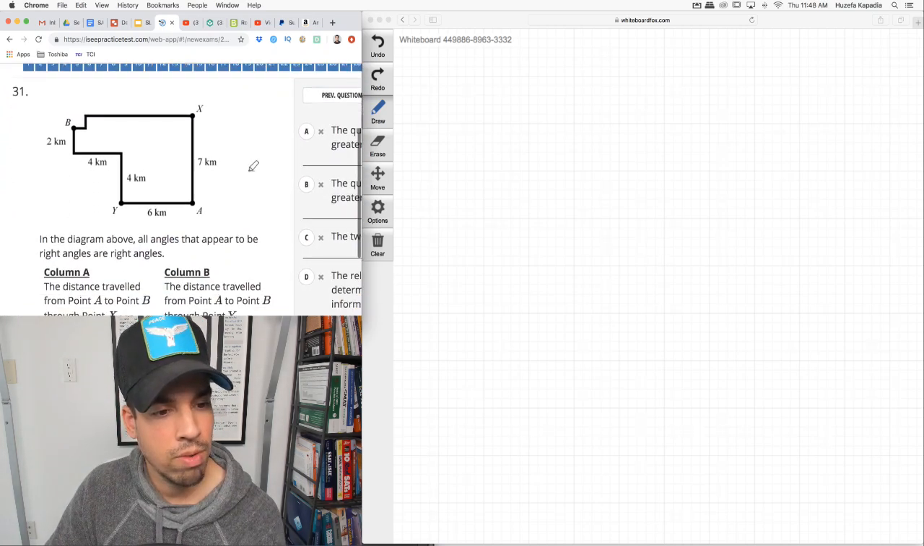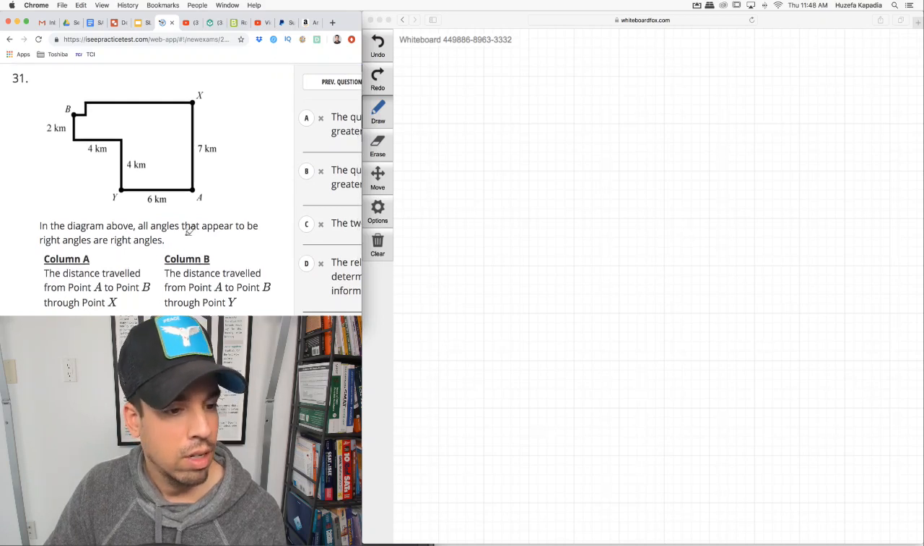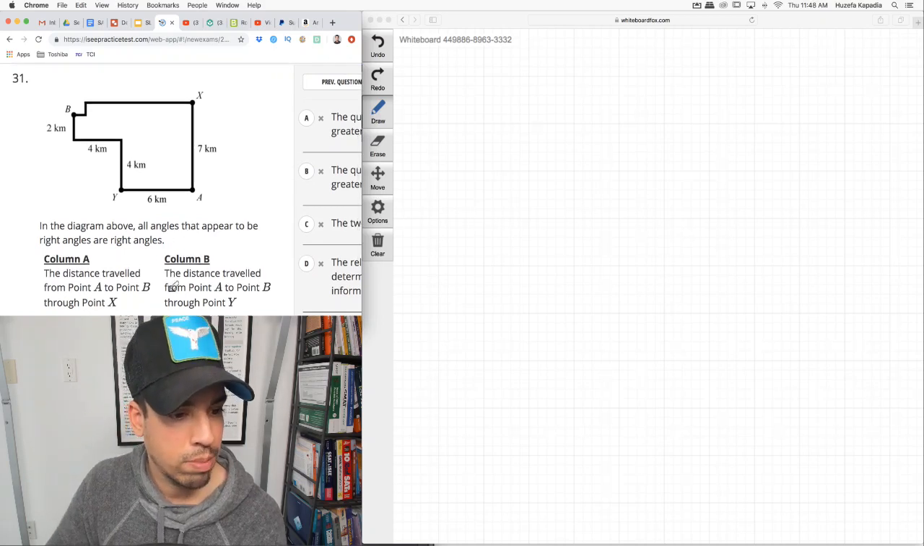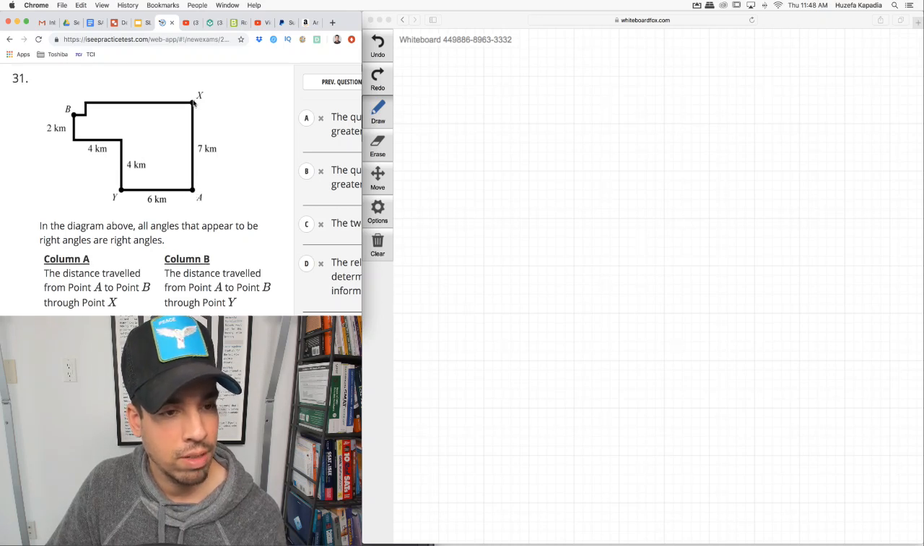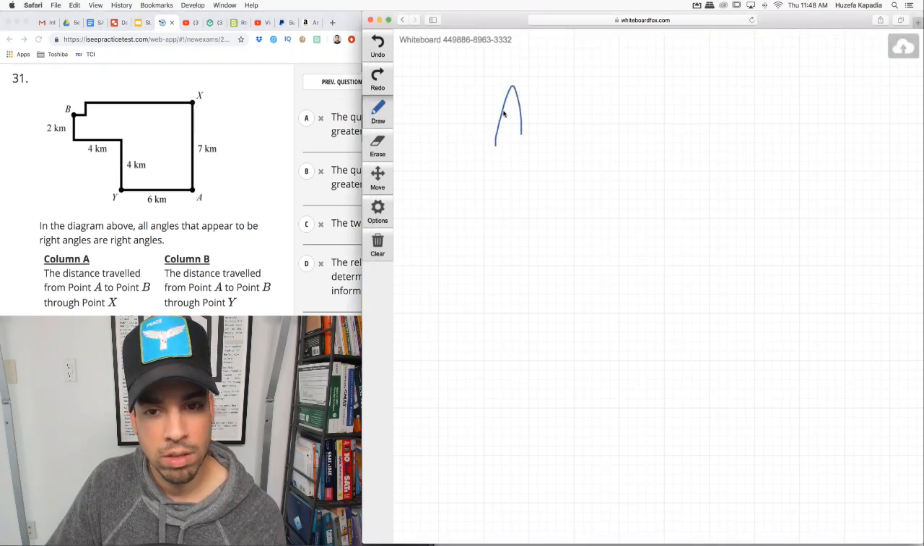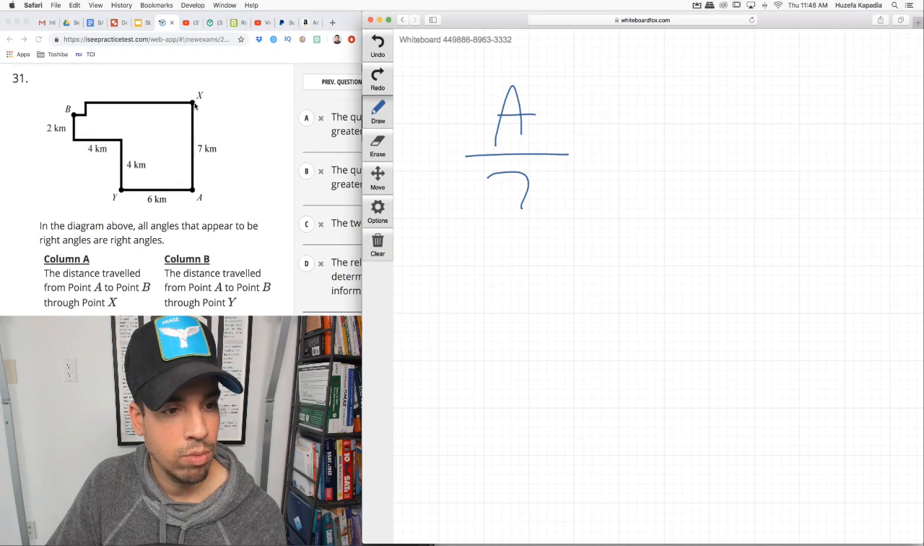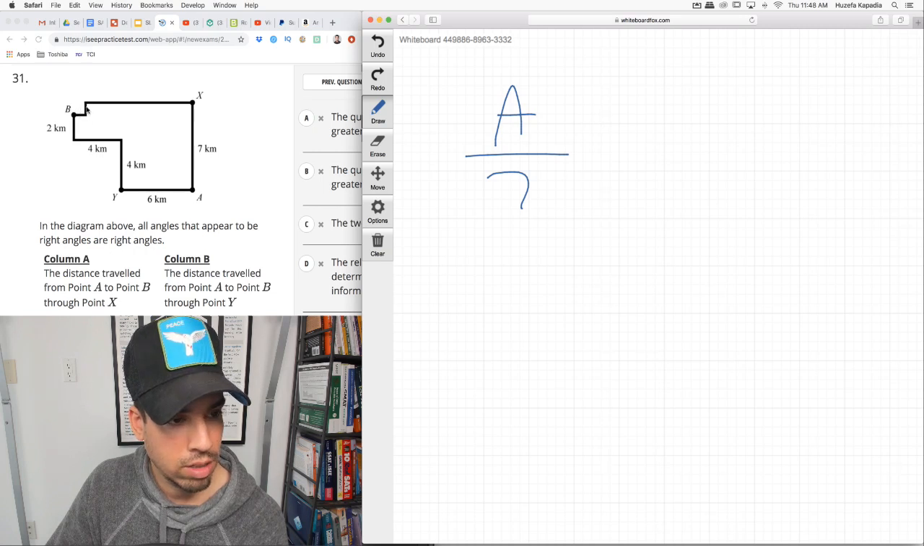Okay, in the diagram above, all angles that appear to be right are right. The distance traveled from point A to point B through X. Okay, so you go up 7. Hold on. We go 7. We go across 10. I'll deal with this dip in a second. Or do I need to? Yeah. We go across a total of 10, even though there's a little break. 10. And then how far is this dip?